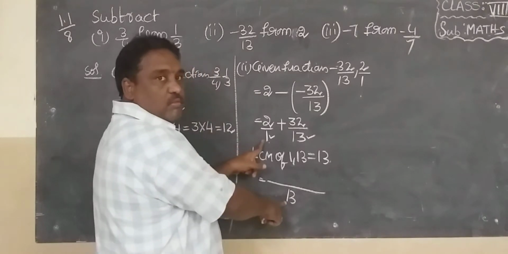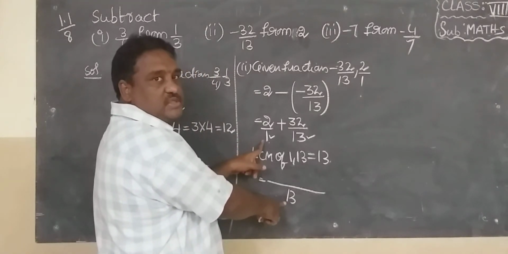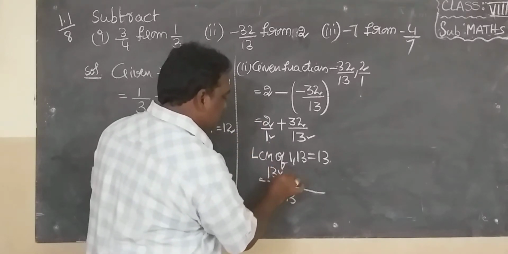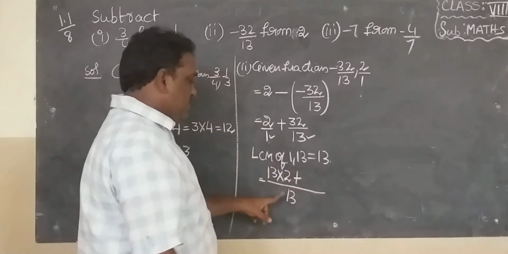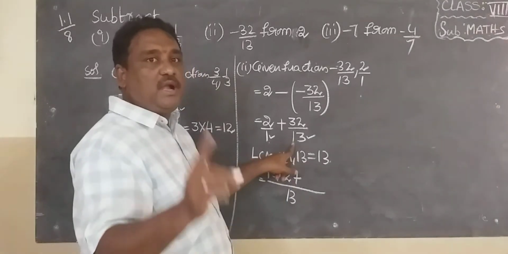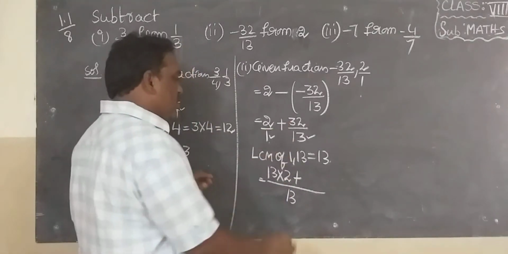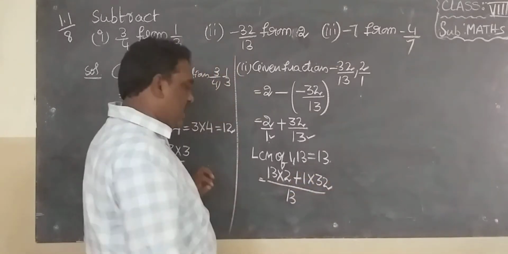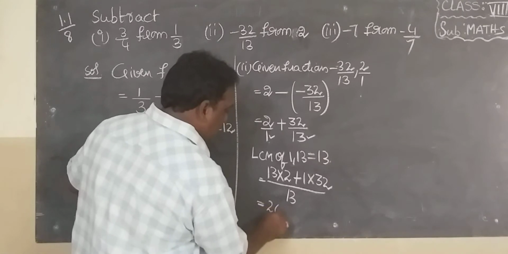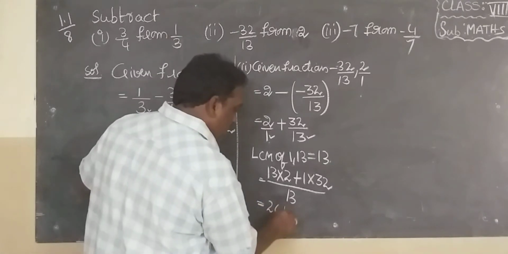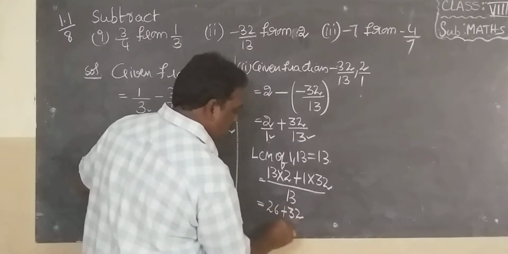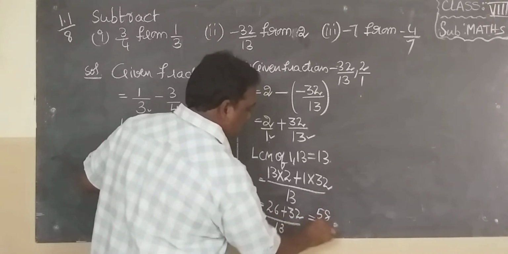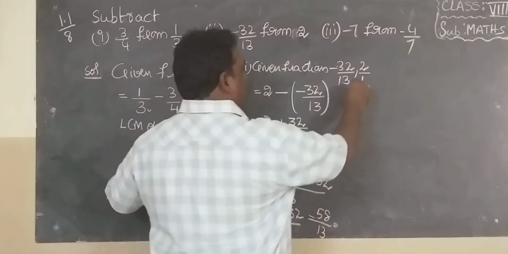13, 1 table, how many times? 13 times. What is the numerator? 2. It becomes 13 into 2. Then 13, how many times? 1 time. Then what is the numerator? 32. 1 into 32. Then 13 twos are 26 plus 1 into 32, 32 by 13. Now let us add them. 58 by 13. So that is problem number 2.